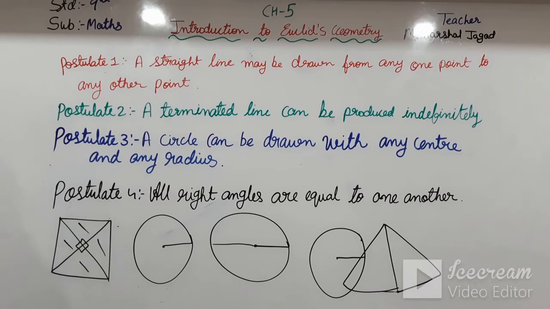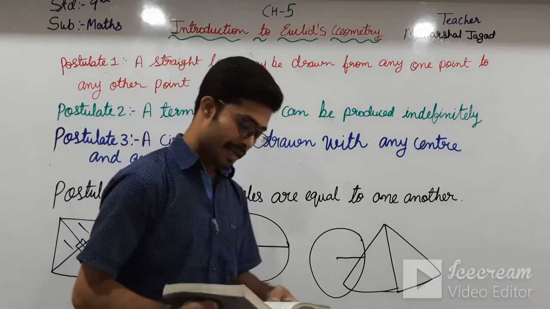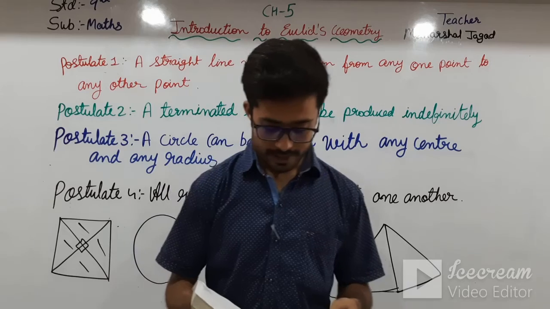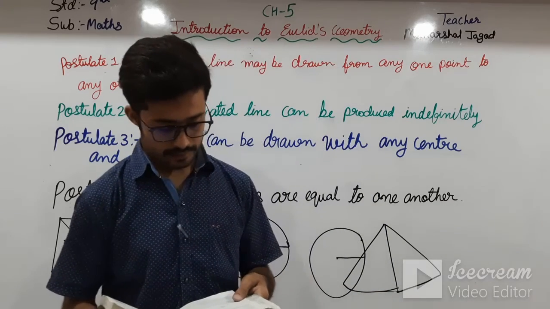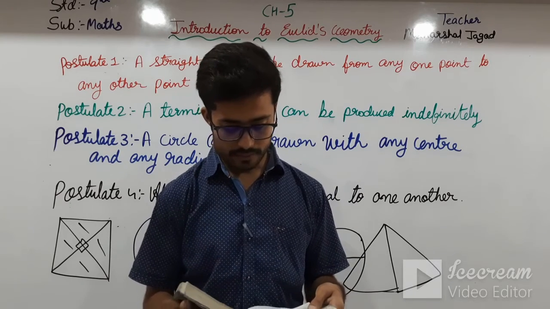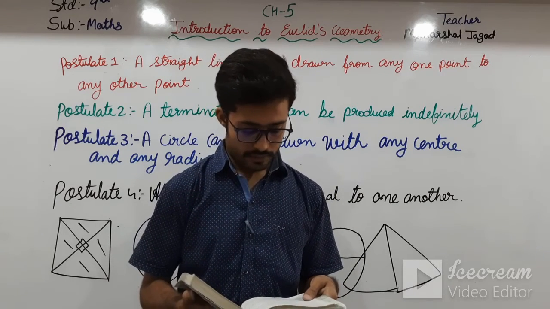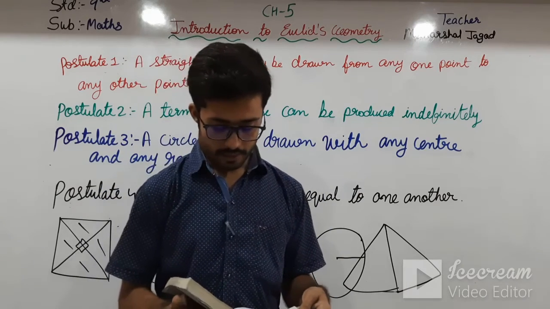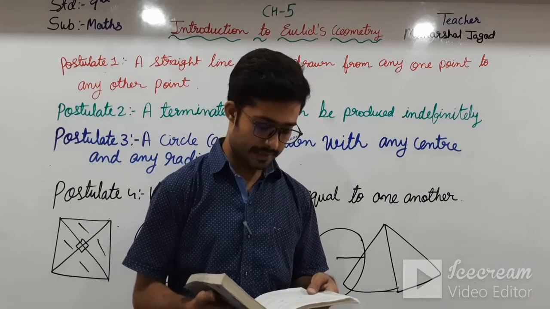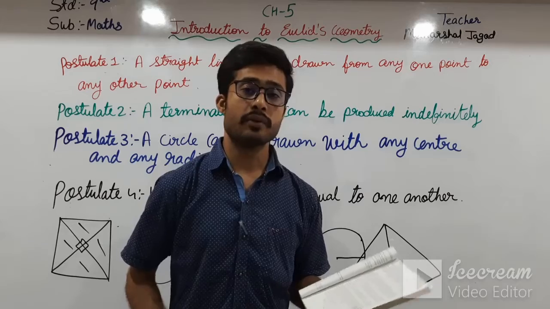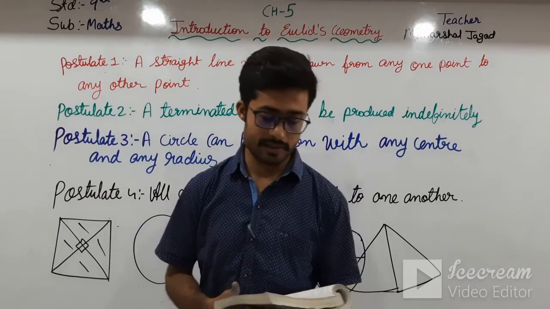And postulate number 5 is big, so I will not write it on the board. I am just reading and explaining it. If a straight line falling on two straight lines makes the interior angles on the same side taken together less than two right angles, then the two straight lines, if produced indefinitely, meet on the side on which the sum of angles is less than two right angles. For that there is an example given; you can see that example and understand it.